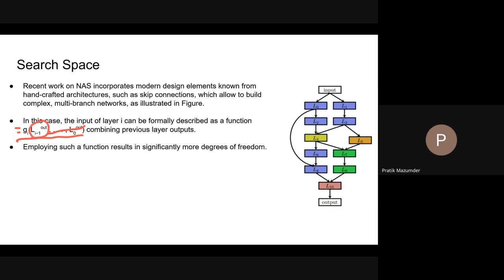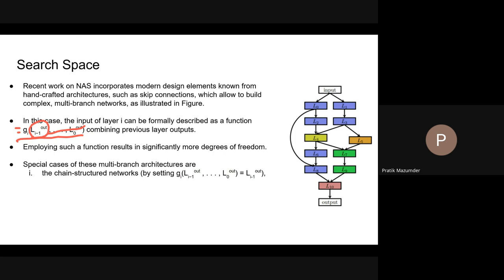So this gives you a lot of power in the sense of coming up with more complex architectures. You can combine layers not only sequentially, you can also have them in parallel, so that you can get the best out of the given output. And a special case would be, again, as I mentioned, a chain structure network, which is basically simply looking at just the previous layer for your input.